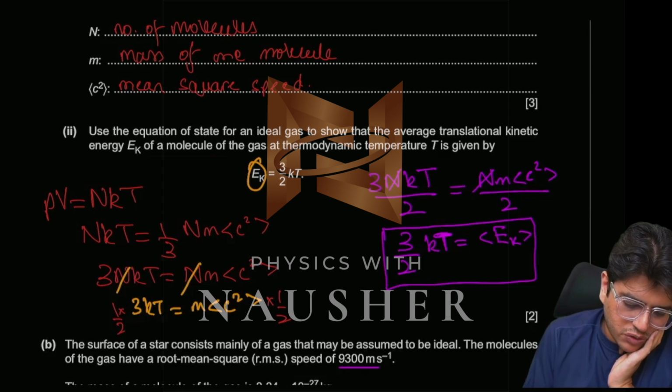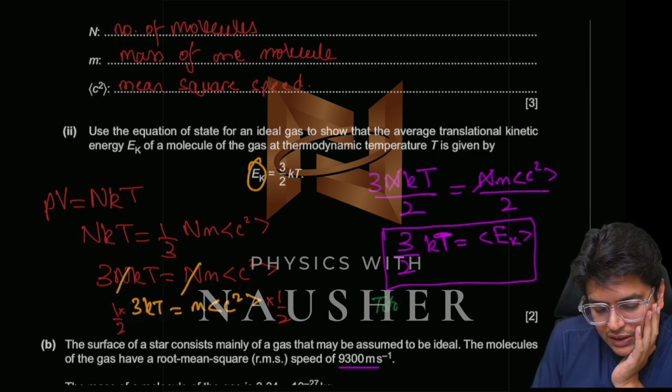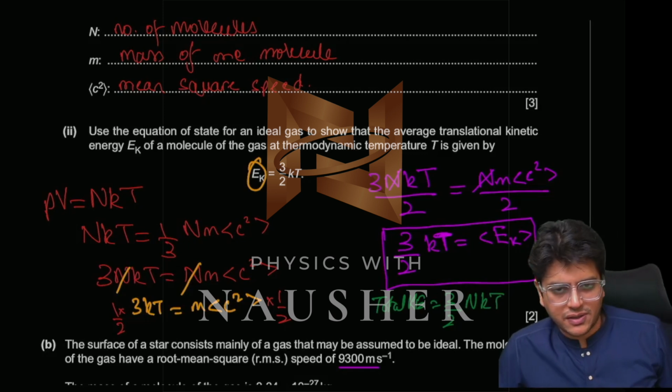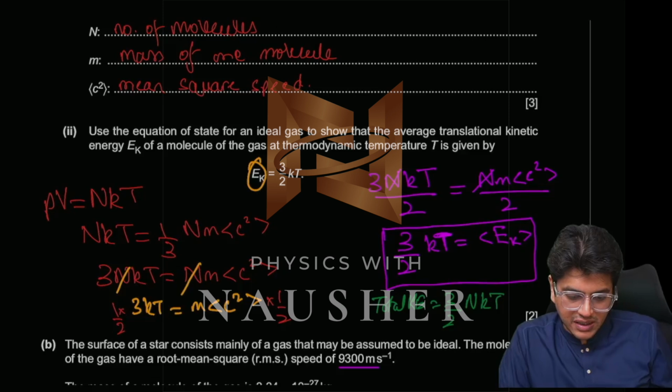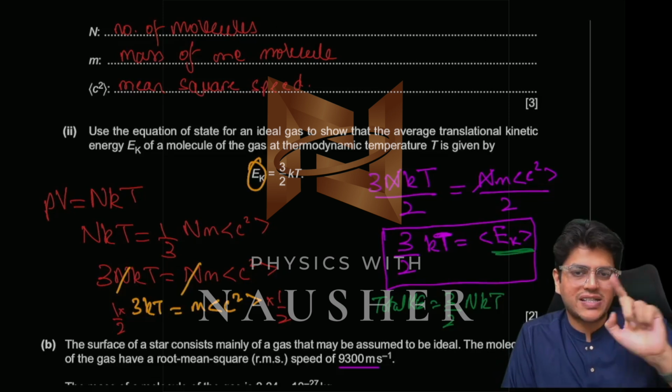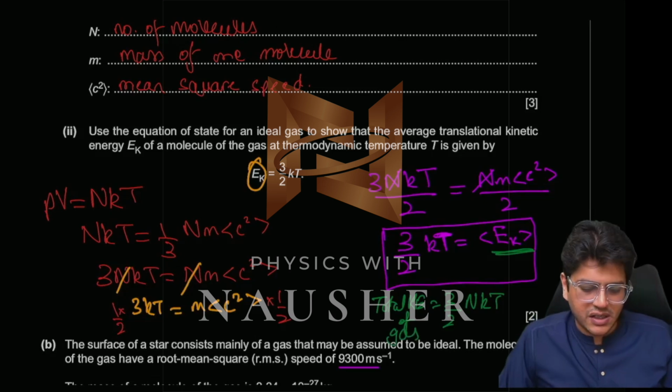What if they ask you, but it's not asked over here, what if they ask you for the total kinetic energy of the gas? Remember, it will be 3 by 2 NkT. Just add this if you've done this question. This is the average, so this is for a single molecule. If they ask you for the total kinetic energy of the gas, that will be 3 by 2 NkT.